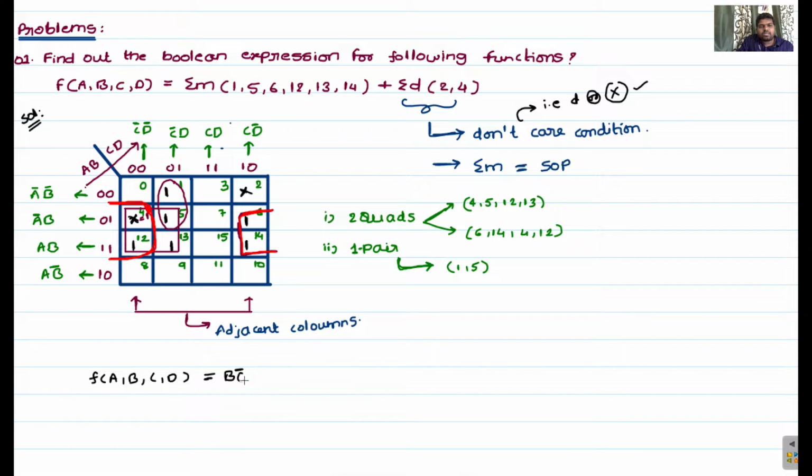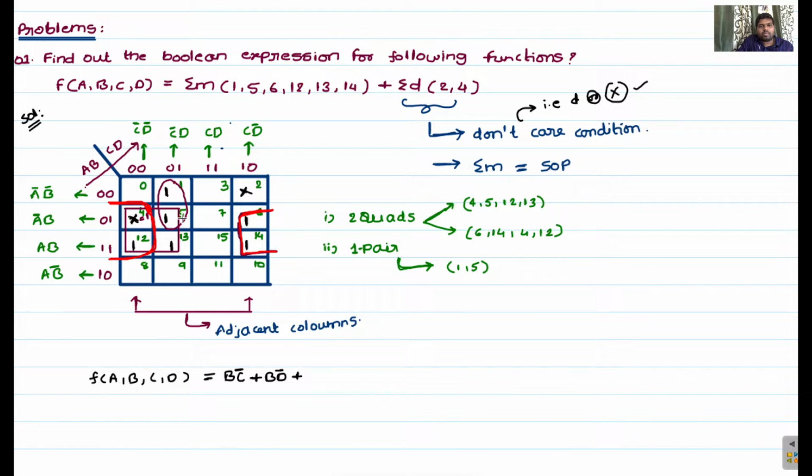Okay, this is one product term. Because of this quad we will get only 2 literals, that means 2 literals are eliminated. Now the next quad, that is 6, 14, 4, 12. These 2 rows have the common element B. And if you observe these 2 columns, the 00 column and the 10 column, the common element here is D bar. So B into D bar, plus the next pair.